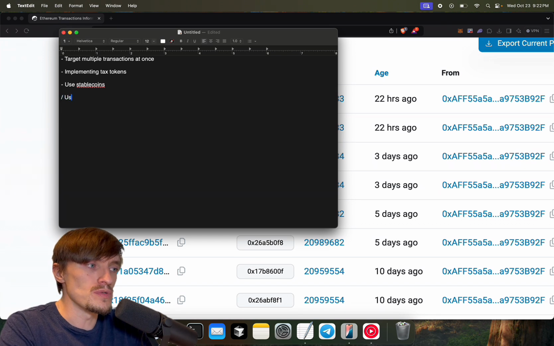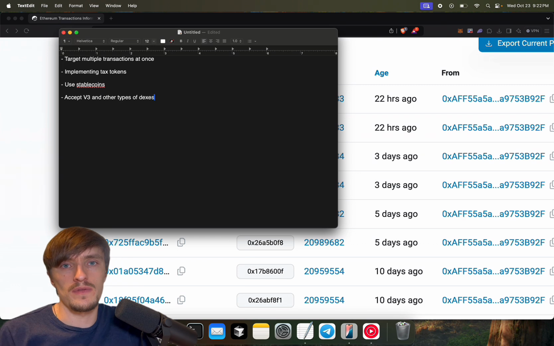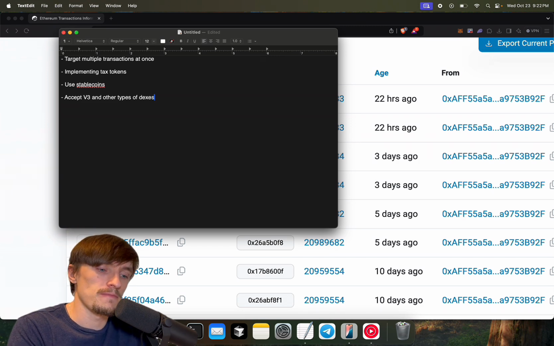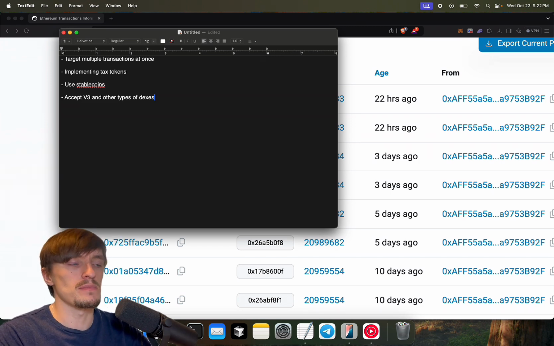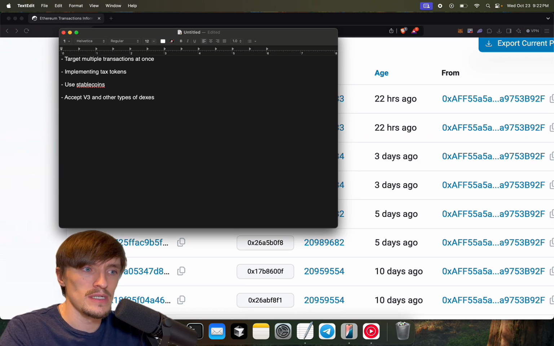Another one would be to use and accept V3 and other types of DEXs. Uniswap V3 is one of the most popular DEXs, the second one after Uniswap V2, and many transactions are being done there, but it's more difficult to implement, specifically if you are using Huff and your own smart contract, because the logic is different, right? There's a lot more moving pieces in there.